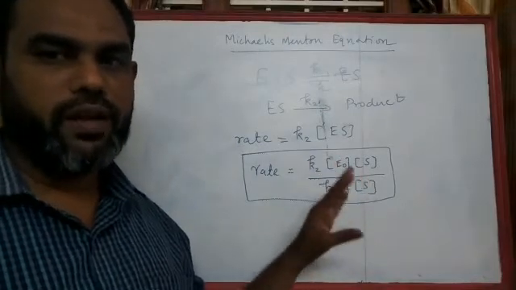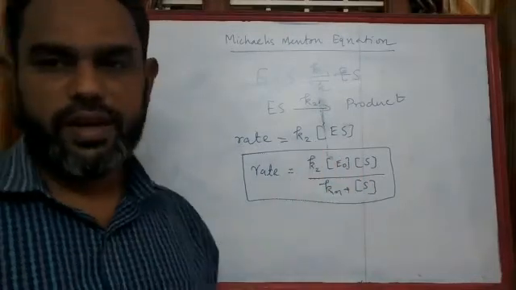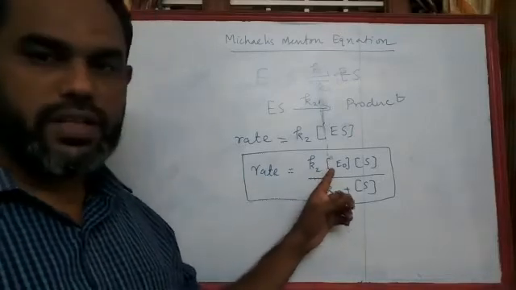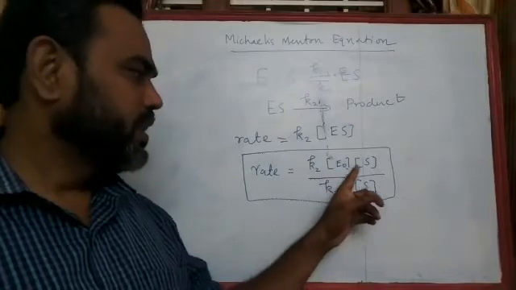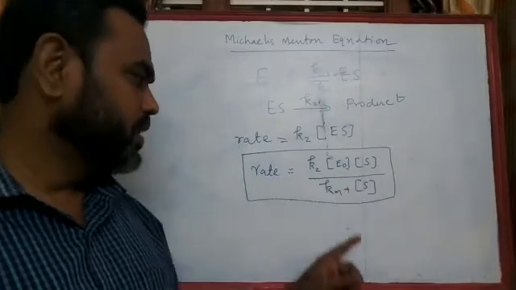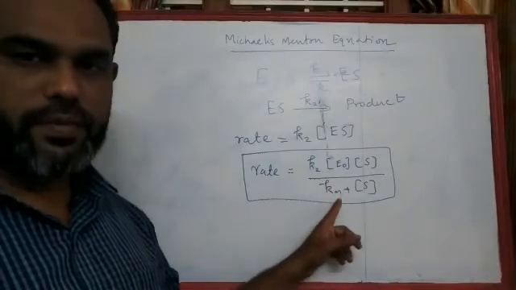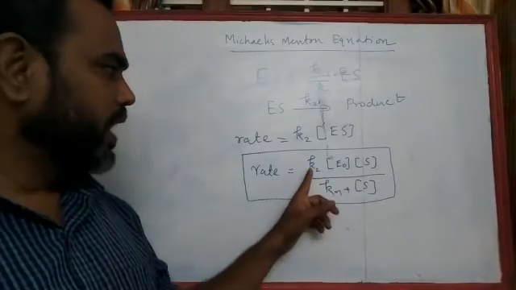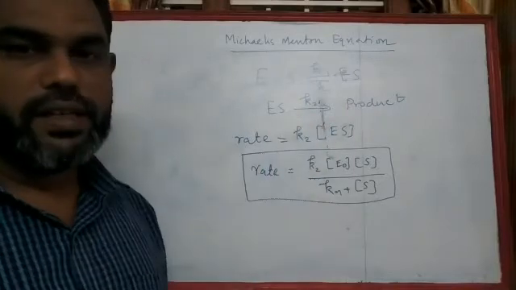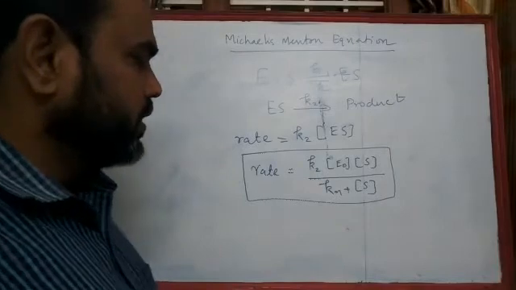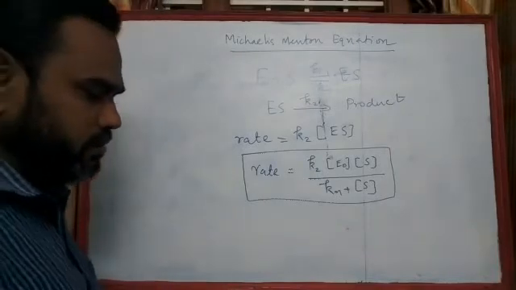Now we are going to have some discussion on this final equation. You already know that E0 is the total enzyme concentration, S is the substrate concentration, and Km is the Michaelis constant. K2 is the rate constant in the rate determining step.